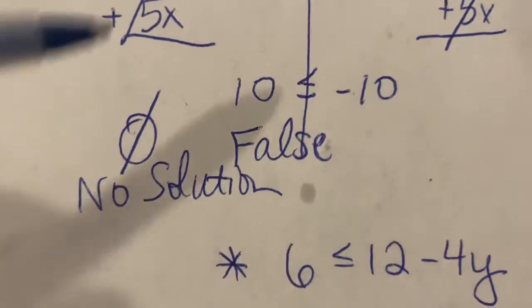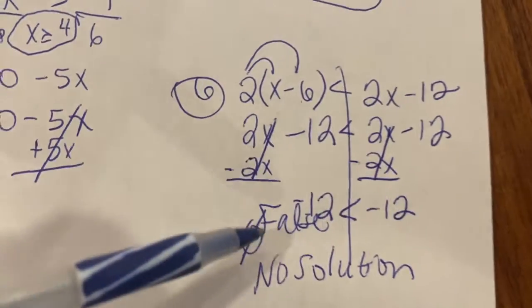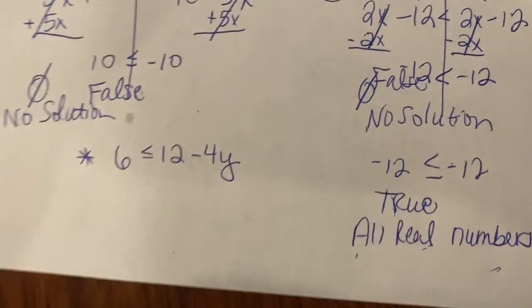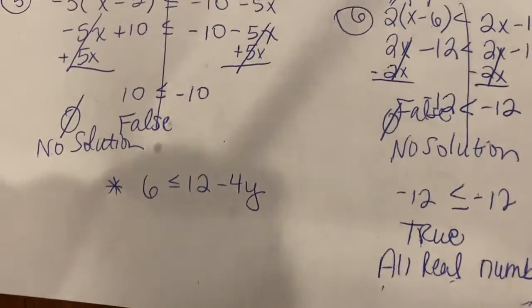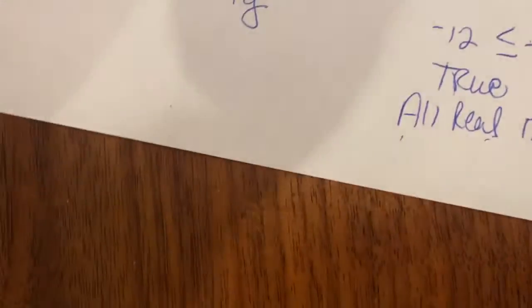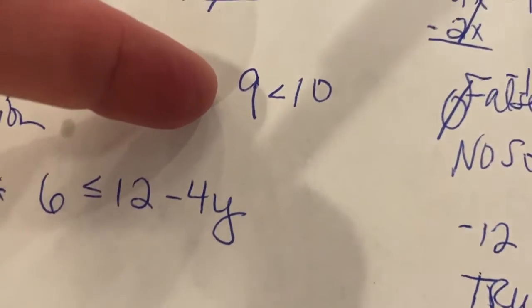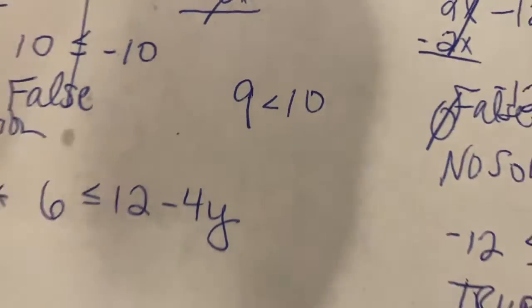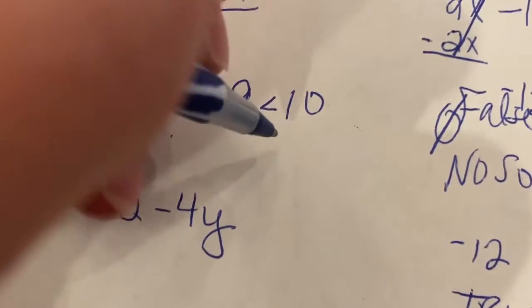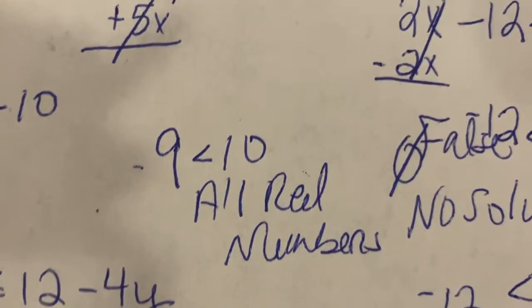If you get something that's false at the end, you get no solution. That is, anytime the variables cancel out. If the variables cancel and you get something false, it's no solution. Variables cancel, you get something true, it's all real numbers. Let me show you one more example of something true you could get. What if the variables cancel and you get this? 9 is less than 10. Is that true? Is 9 less than 10? Yes, it is. So if the variables cancel and you get this true statement, you would also say all real numbers.